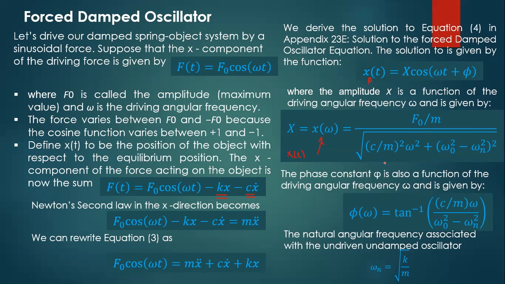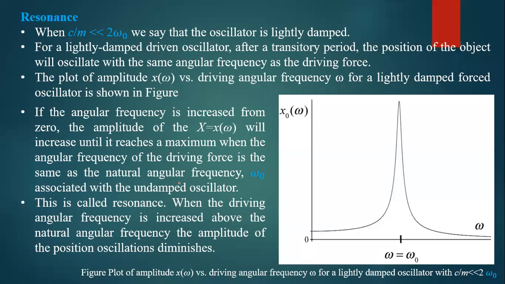So the phase constant φ is also a function of the driving angular frequency ω. So φ(ω) is equal to tan inverse of c over m times ω over (ω0² minus ω²). And the natural angular frequency associated with the undriven undamped oscillation is the square root of k over m. Now let's see the condition here.